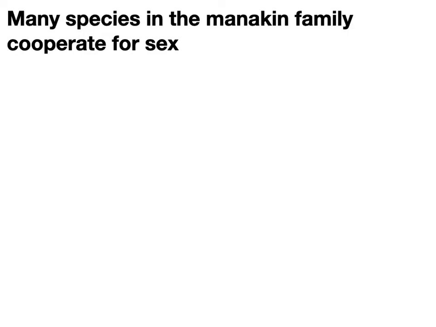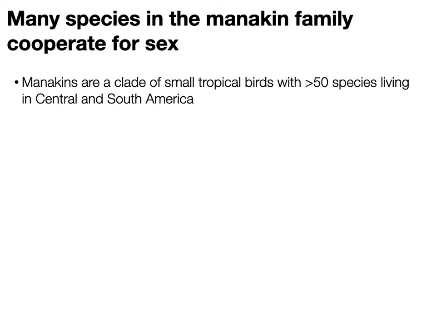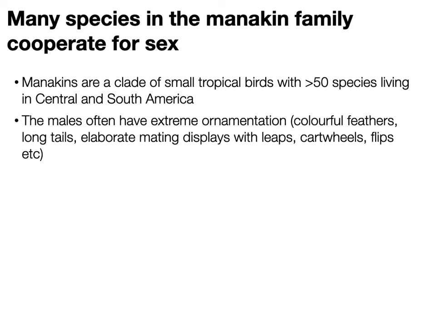Many of the species in this clade of birds, this family of birds, cooperate for sex. This is a group of about 50 species that live in Central and South America. The males in these manakin species have extremely colorful plumage, sometimes long tails, and they do elaborate mating displays with leaps, cartwheels, and flips. It's remarkable how diverse these displays are. The different manakin species all have their own weird behaviors.